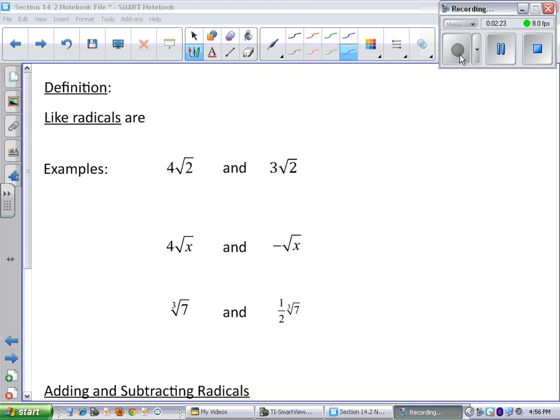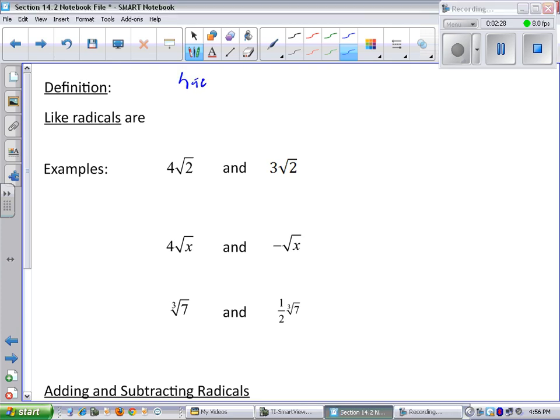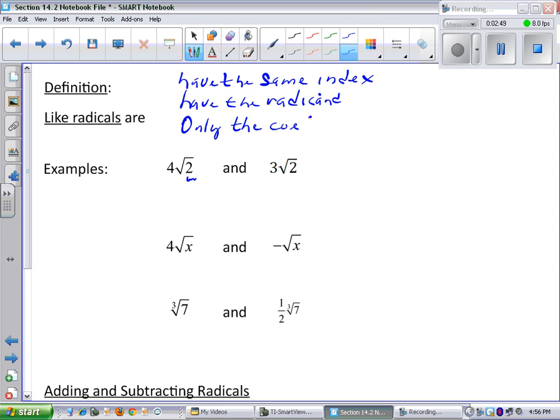What are like radicals? Now we had this in Mod 10. Like radicals have the same index. They have the same radicand. That's what's underneath the radical. Only the coefficients differ.